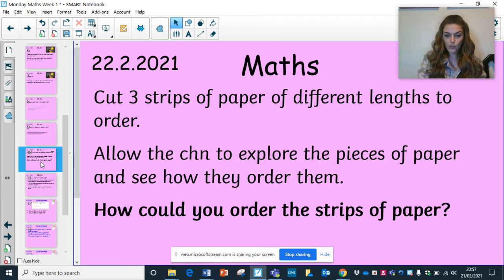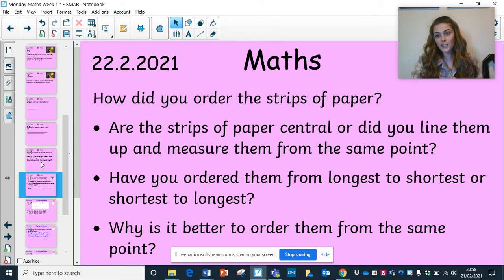So how could you order those strips of paper? I'll leave that to you. If you want to move yourself on a bit further, maybe you want to try 4 or 5 strips of paper, okay? If you haven't got that, you can use objects or you could use string or something like that. It's just easier with the paper because it's flat.